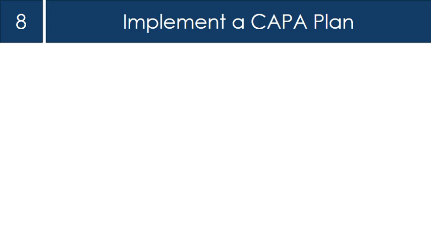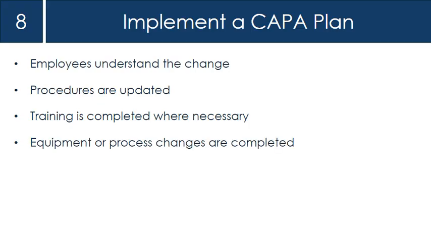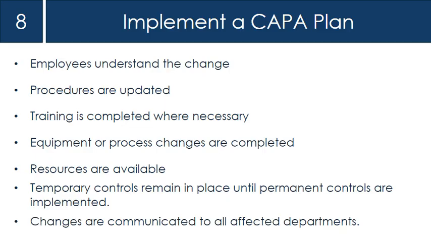Communication and training are vital during the plan's implementation, ensuring all affected personnel understand their roles and responsibilities. Leaders should ensure employees understand the change, including the why that is driving it. Procedures are updated. Training is completed where necessary. Equipment or process changes are completed. Resources are available. Temporary controls remain in place until permanent controls are implemented. And changes are communicated to all affected departments.